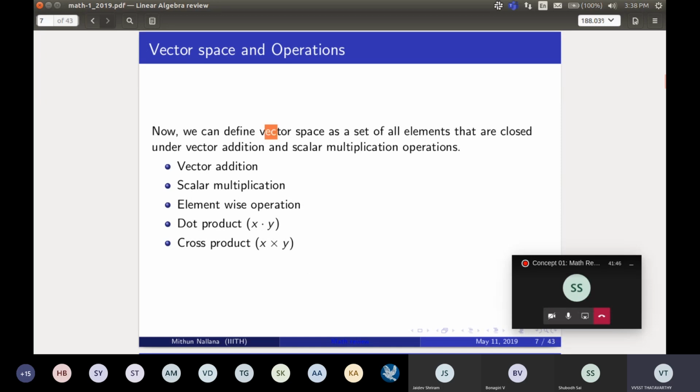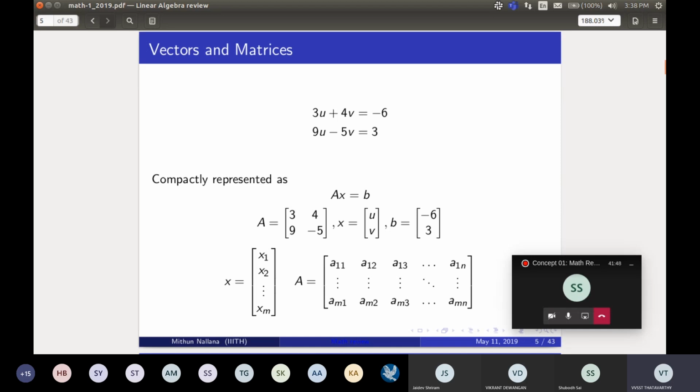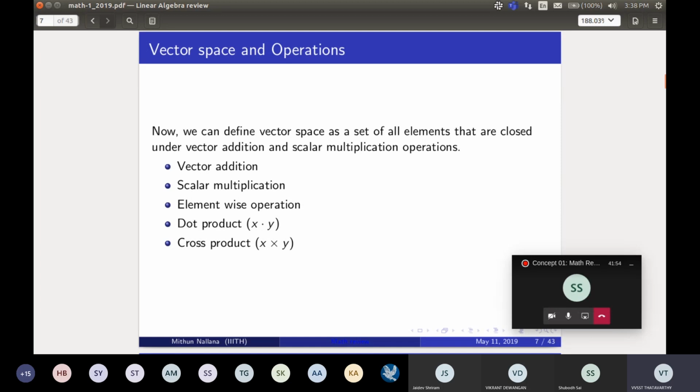Now, if we see vectors, we have these parameters, the variable vector u comma v. So it is a vector. We'll see what the basic operations are that we usually deal with when we are computing vectors related data. So addition, multiplication, and element-wise operation.